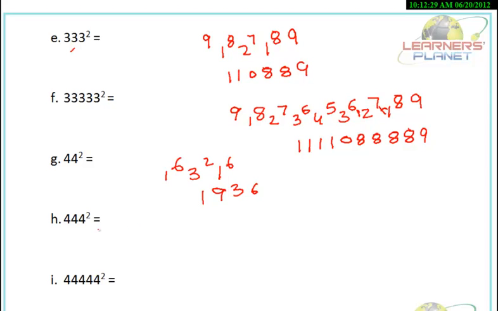Here we are having three 4s, so we have to speak out the table of 16 up to 3 terms. So let's begin. It's 16. 16 2s are 32. 16 3s are 48. Then again 32. Then 16.